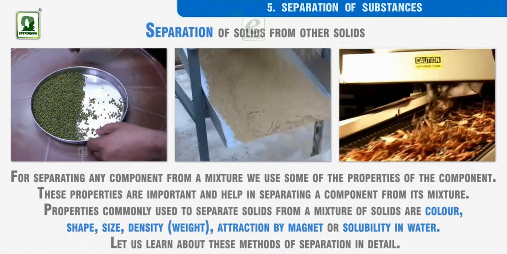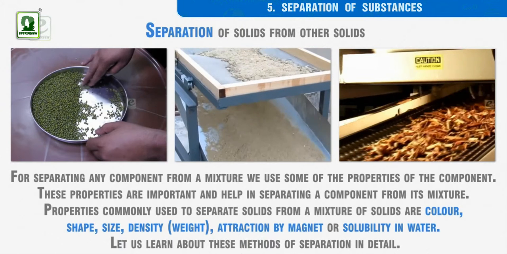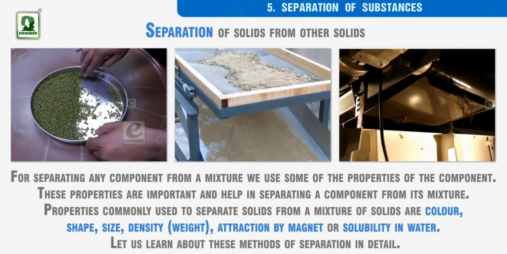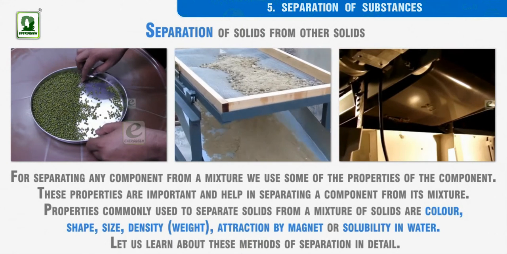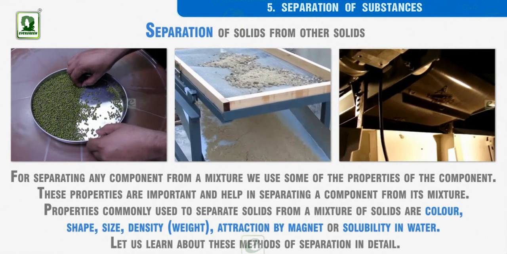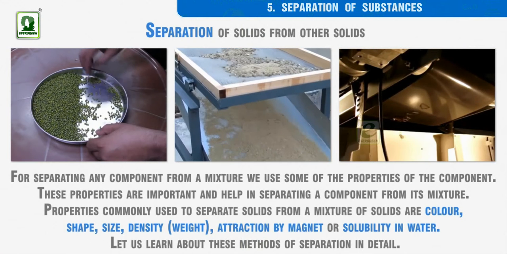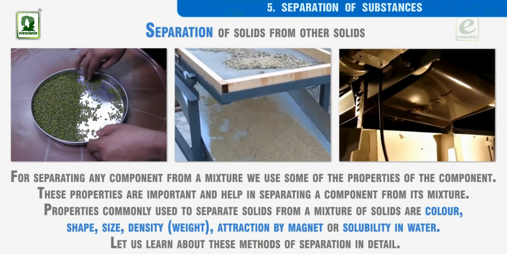Properties commonly used to separate solids from a mixture of solids are color, shape, size, density, weight, attraction by magnet, or solubility in water. Let us learn about these methods of separation in detail.